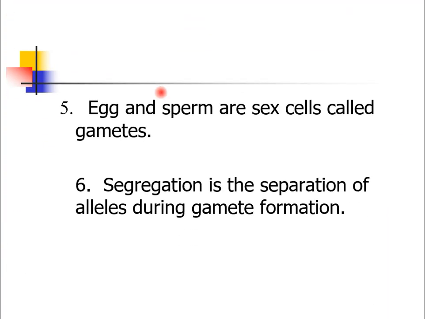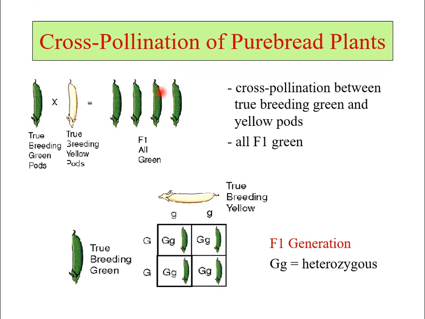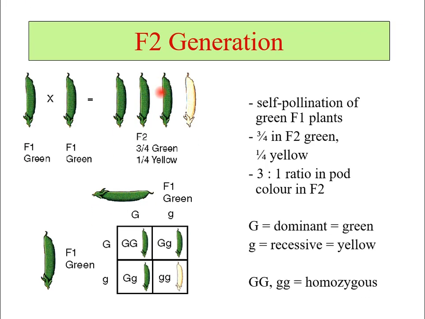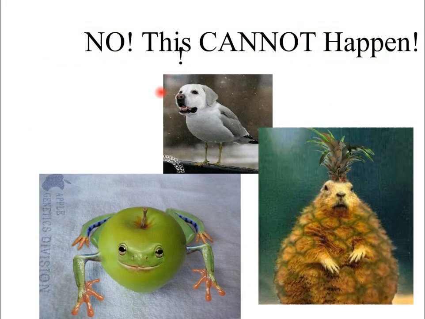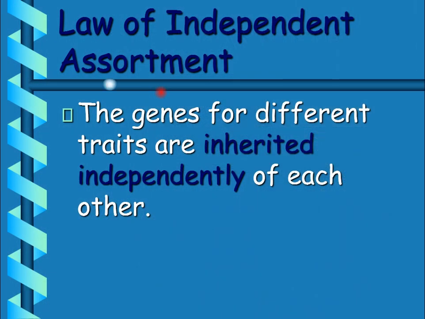The egg and the sperm are sex cells called gametes. Segregation is the separation of alleles during gamete formation. That's another example. I'd like to talk more about that. Can you find this one? Surely you can't. The law of independent assortment means the genes for different traits are inherited independently of each other.